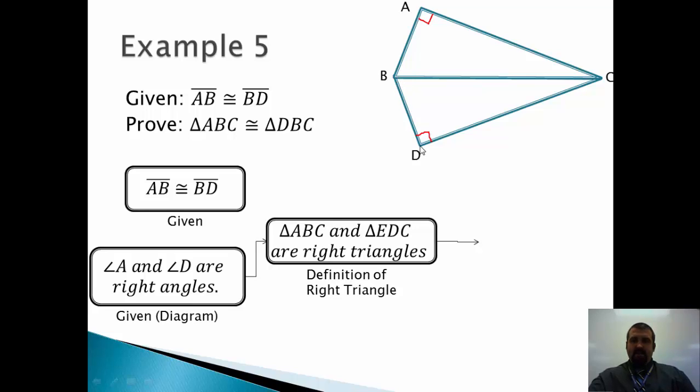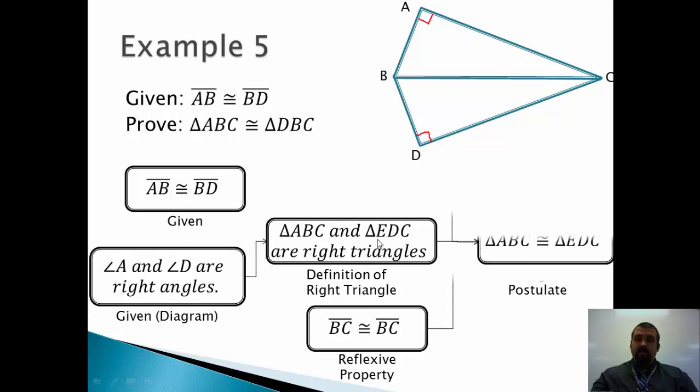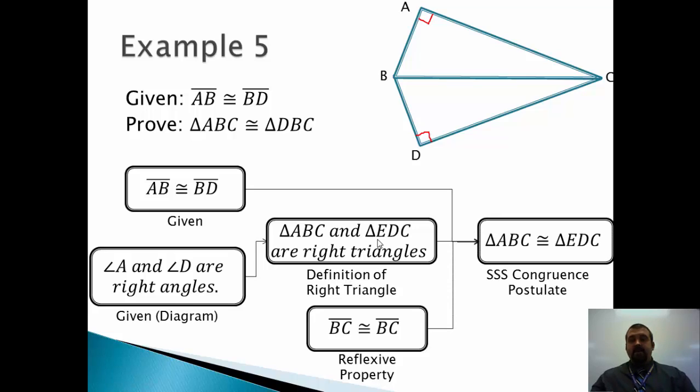The hypotenuse of triangle DBC is segment BC. The hypotenuse of triangle ABC is segment BC. Wait, both hypotenuses are segment BC? Why don't I just say segment BC is congruent to segment BC, reflexive property? Now I have hypotenuses matching up, legs matching up, and these are right triangles. So those two triangles are congruent by the hypotenuse leg congruence theorem.